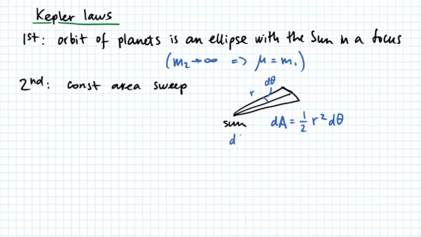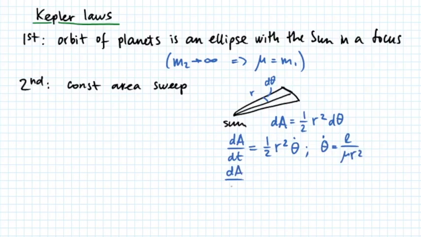Or in terms of dA/dt, it's going to be half of r squared times theta dot. And using the definition for the angular momentum, theta dot equals L divided by mu r squared, we get dA/dt to be equal to angular momentum divided by 2 mu, which is a constant.